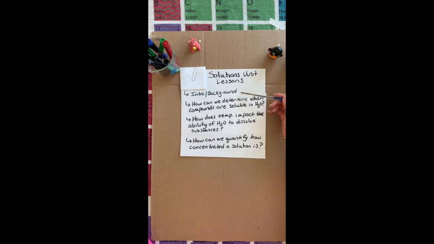Last week we had a lesson on an introduction and background to solutions. We then had a lesson that would answer this question: how can we determine which compounds are soluble in water? And we used table F for that. Today, we are going to focus on this question: how does temperature impact the ability of water to dissolve substances? And we're going to be going on to table G today.